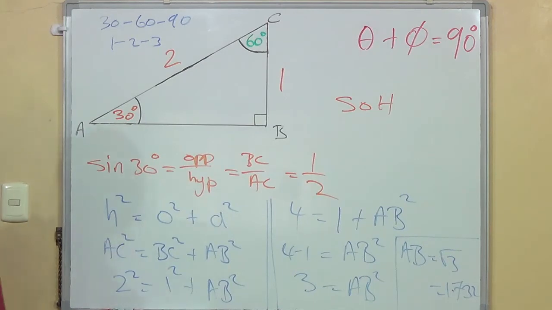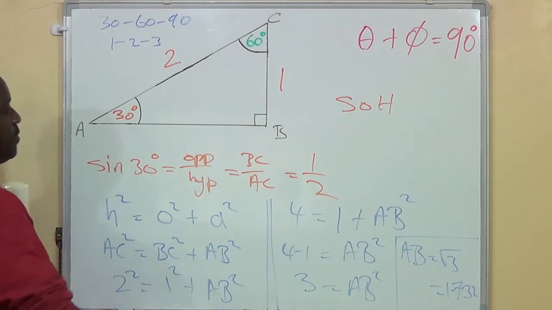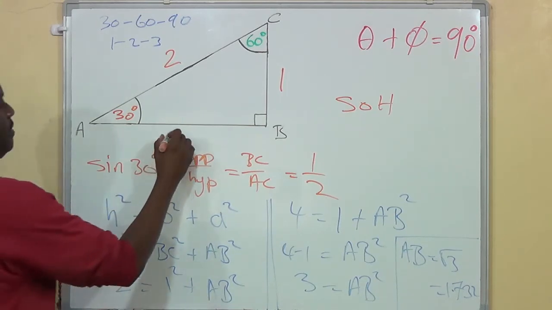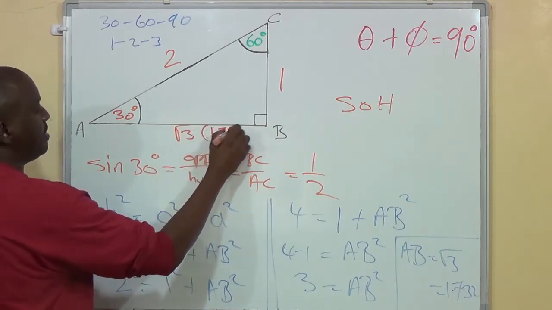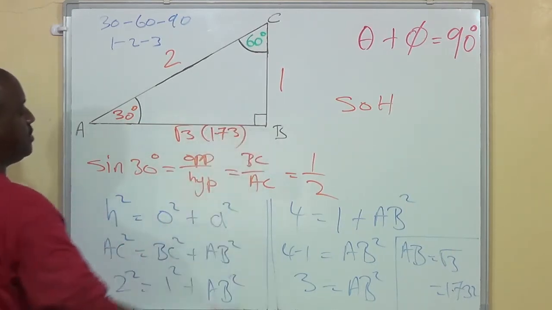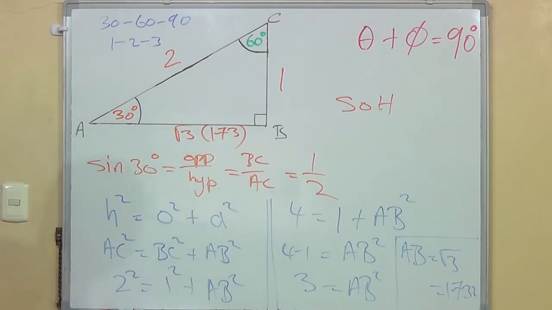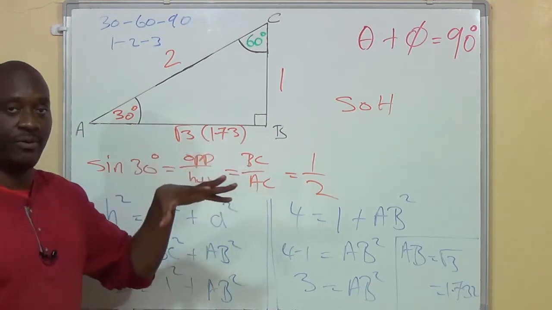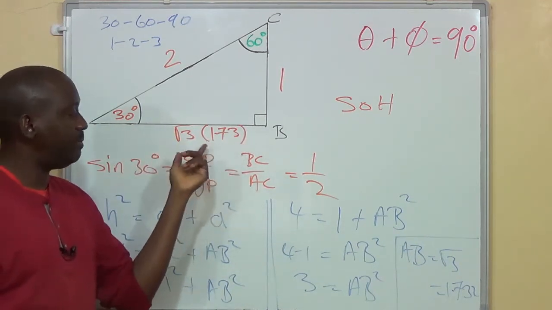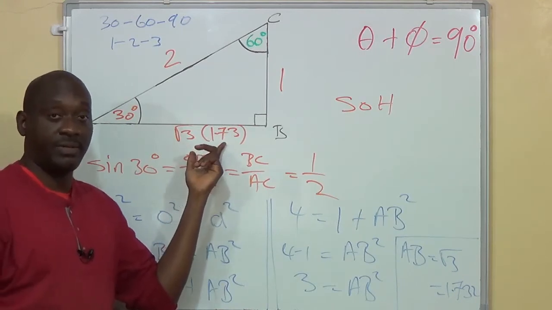So using Pythagoras theorem, we get that the length of AB is the square root of 3, which we could also write as 1.73. We write it to 3 significant figures. Now of course, the people who do add maths will leave it in this form, which is what we refer to as the surd form. And the people doing maths will more than likely use the decimal form.